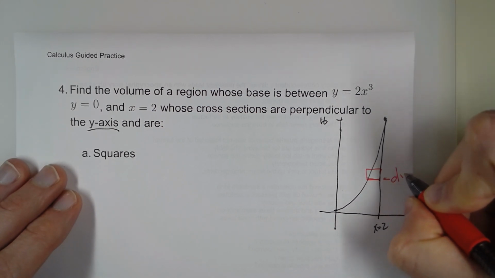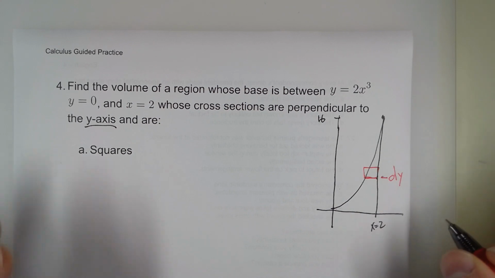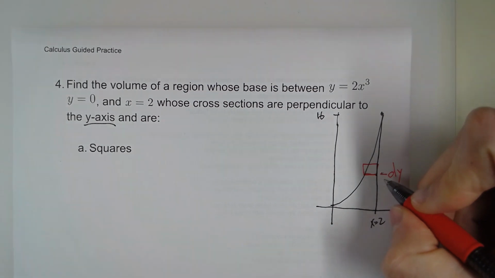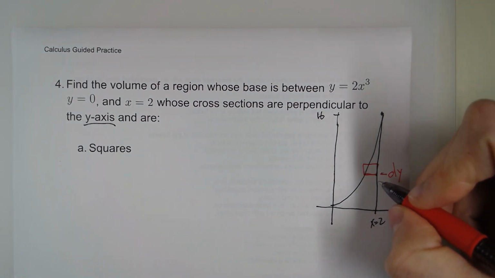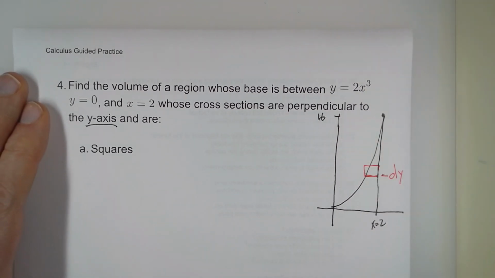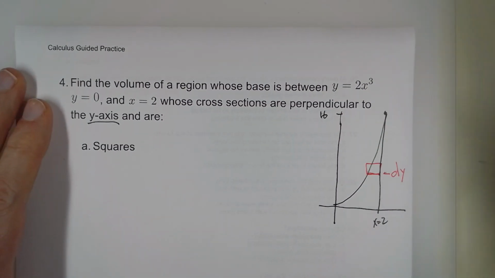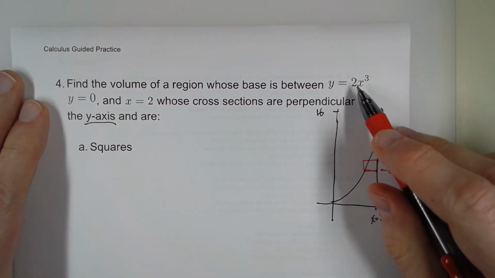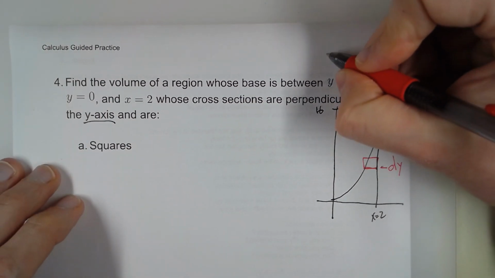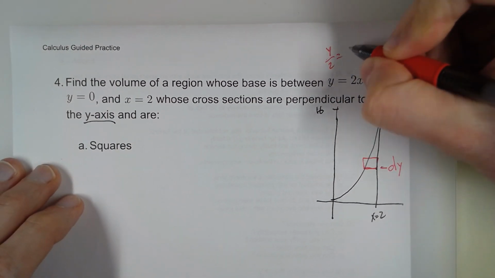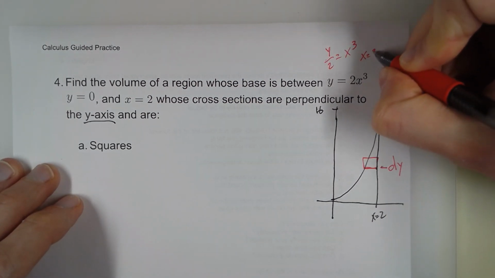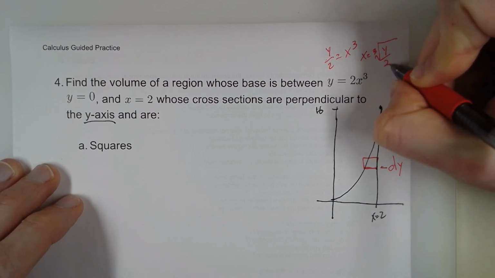So in this problem, the slices, because they're this way, have dy as their thickness. Now, the length. Everything has to be now in terms of y. And so the way this works is, we're going to solve for x. So I'm going to take this equation and get x by itself. So first, I'm going to divide by 2, and then I'm going to take the cube root. So x equals the cube root of y over 2.